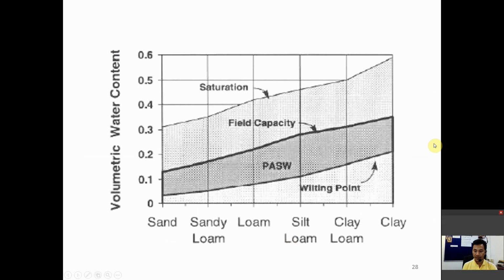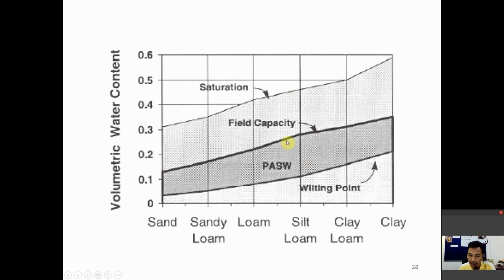And here is the figure showing you one more time, where you have the volumetric water contents on the y-axis and different types of soil texture on the x-axis, starting from sand, sandy loam, silt loam, clay loam, and clay. You can see that this is the field capacity, this is the saturation line, and the last line here is the permanent wilting point.